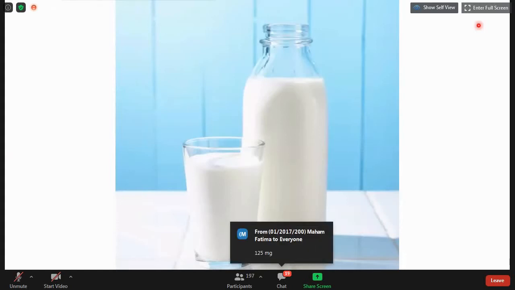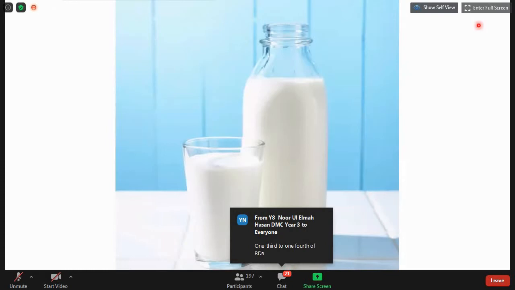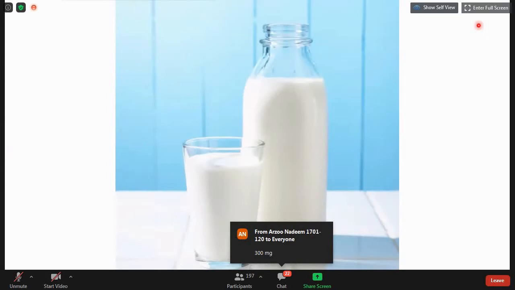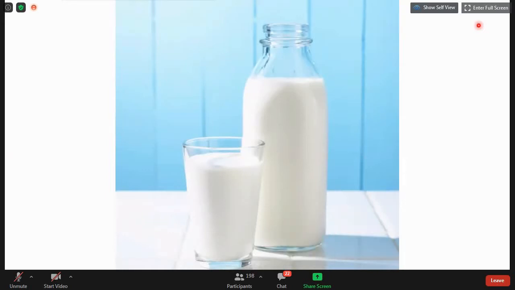Lippincott mentions orange juice, it contains calcium. Yes, but not a rich source, one third to one fourth of the recommended dietary allowance. Yes, Nurul Ilma. Yes, excellent. Okay, Arjun Nadeem. Okay, yes.